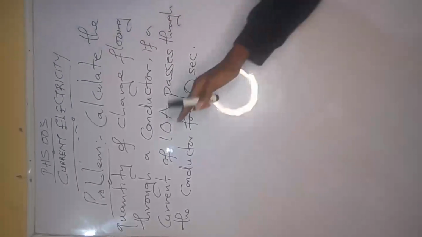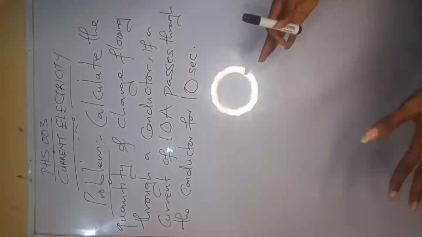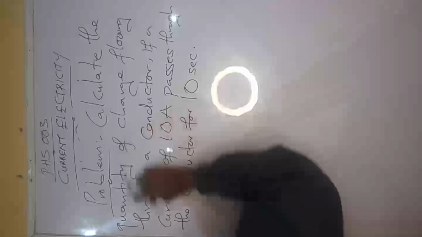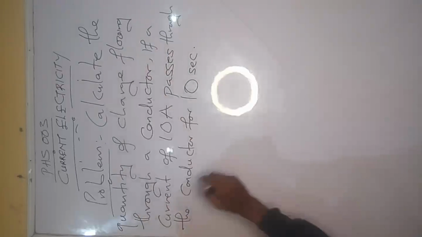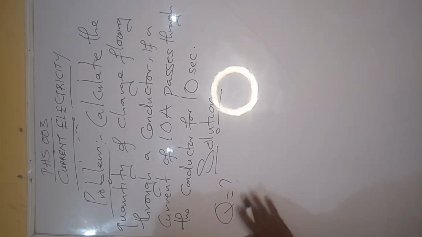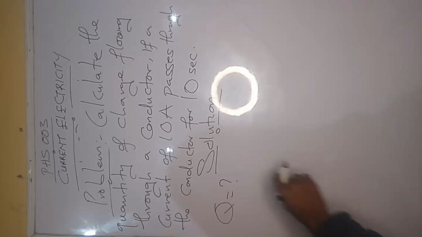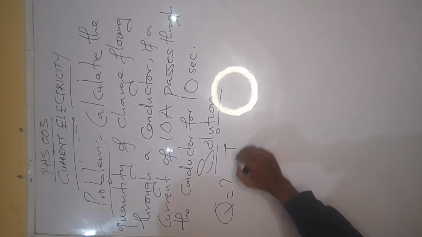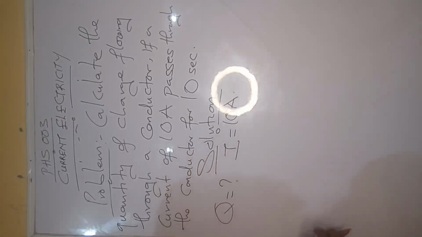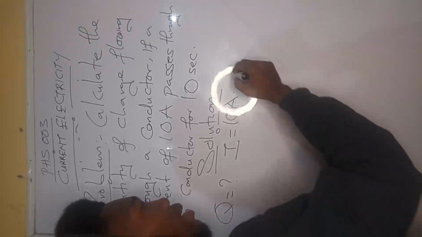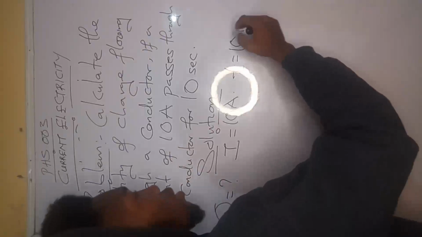Okay. Now, how do we solve this kind of question? Let's be very serious here. Hope you guys are solving and you are prepared. The first thing to do is to write out your parameters. Based on the question, we are looking for the quantity of charge, which is Q. We don't know what Q is, and we're trying to find it. Our current I has been given to us as 10 amps. It passes through the conductor for 10 seconds, and that means our time is equal to 10 seconds.